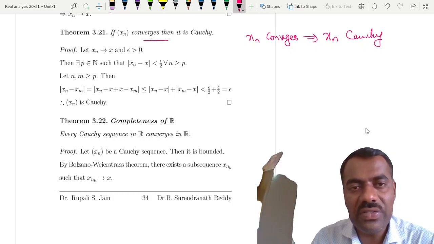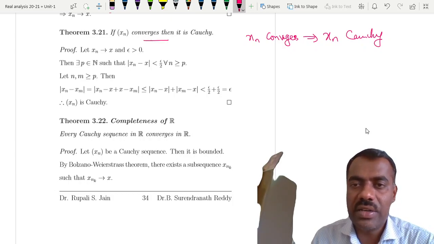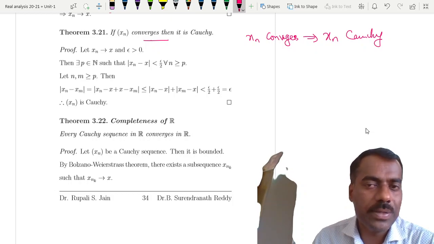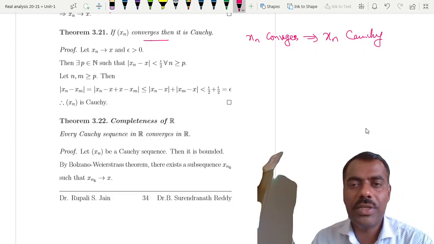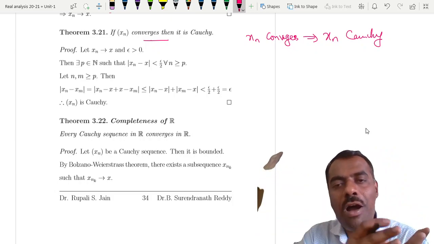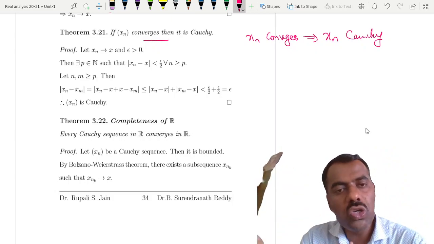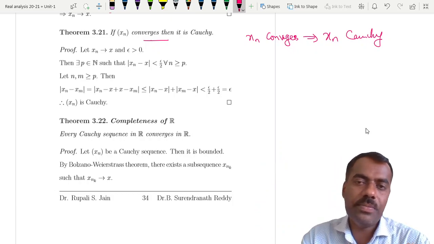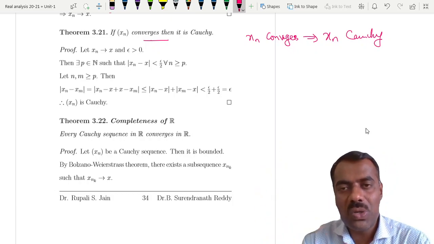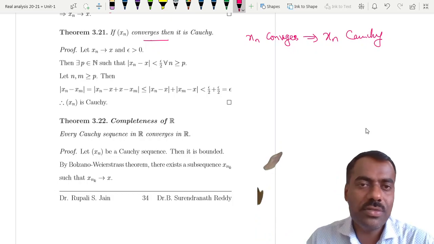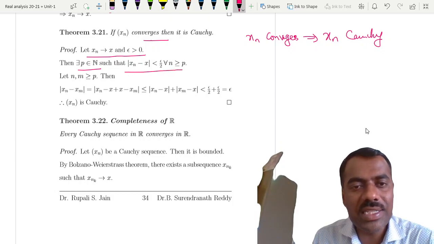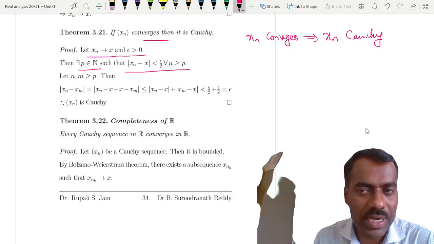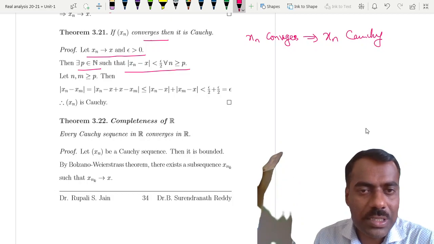So if you have a sequence which is converging, then it is a Cauchy sequence. How? The proof is not at all difficult. You can even sense that if all elements xn are close to x, then the elements are close to each other. That is the idea. If xn converges to x, then there exists a stage p such that mod xn minus x is less than epsilon by 2 for all n greater than or equal to p. Now this stage will work for us.